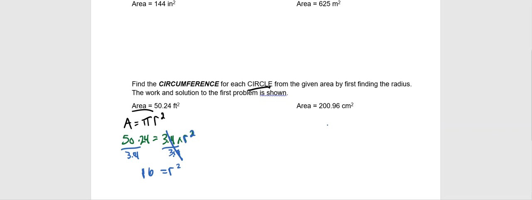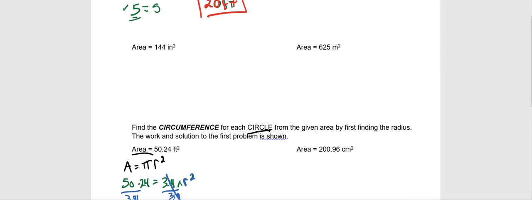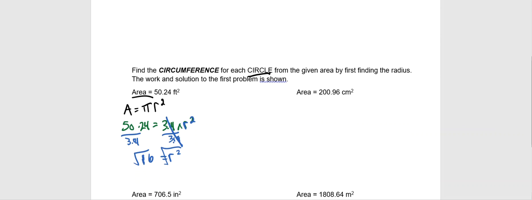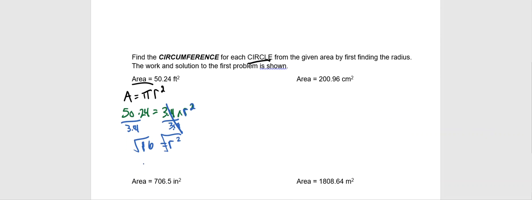Once again, we want to recognize that the inverse of squaring something, just like up above, was taking the square root. So we're going to take the square root of both sides. And you should be comfortable enough knowing your perfect squares. We know that 4 times 4 is 16. So the square root of 16 is 4. That is our radius. That is the missing information we need to now move forward with solving for our circumference.